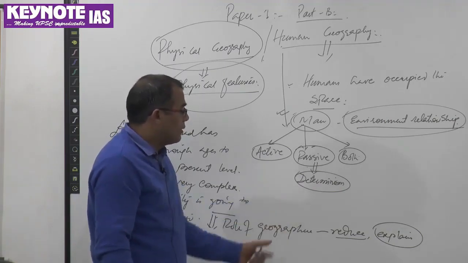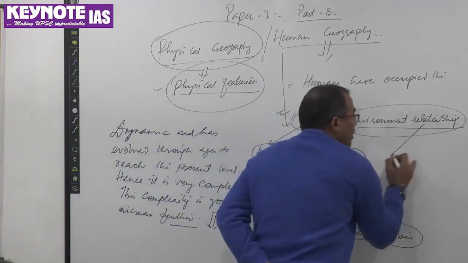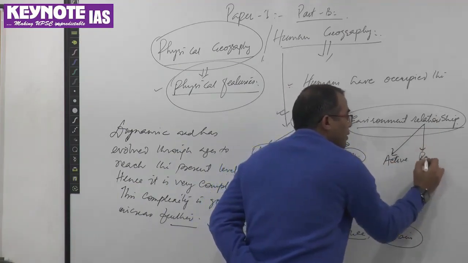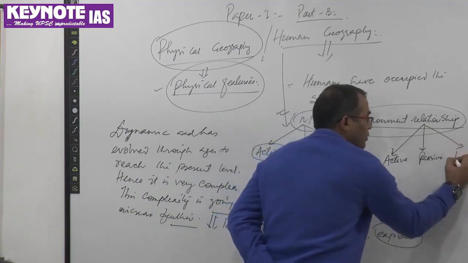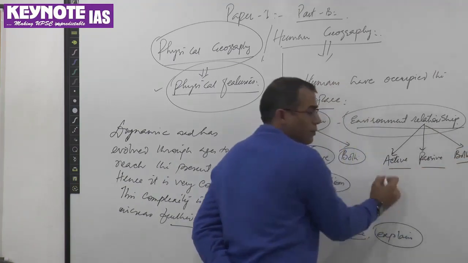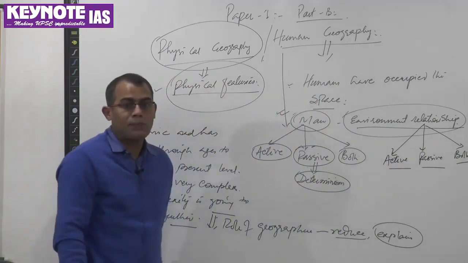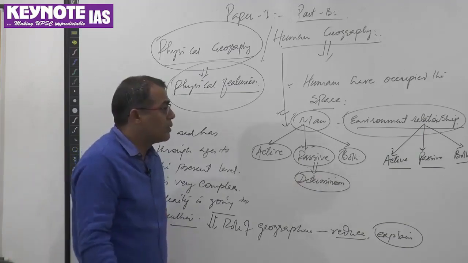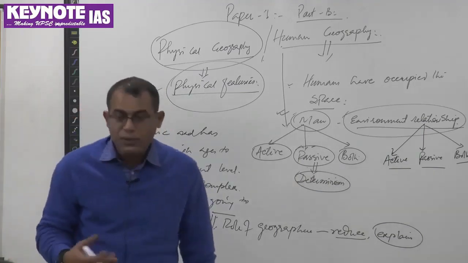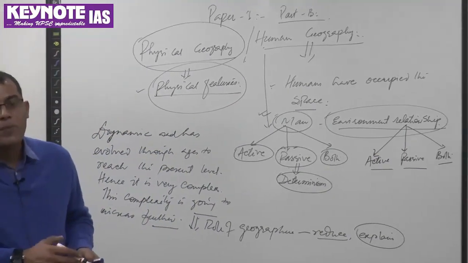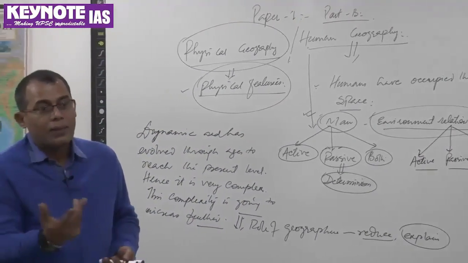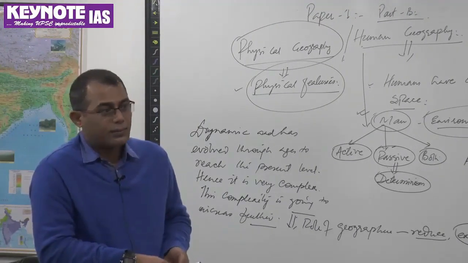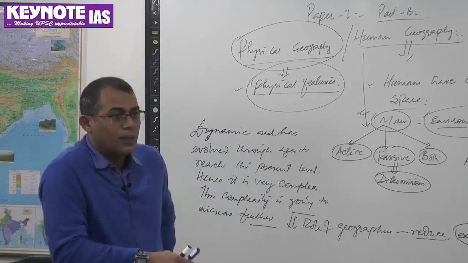Now in that question, first comes whether environment again is an active one, is a passive one, or both, or a mix of both. So if the present human-environment relationship, if you see, is it really active or passive or both? Both, right? In the past it would have been active. Environment was active.